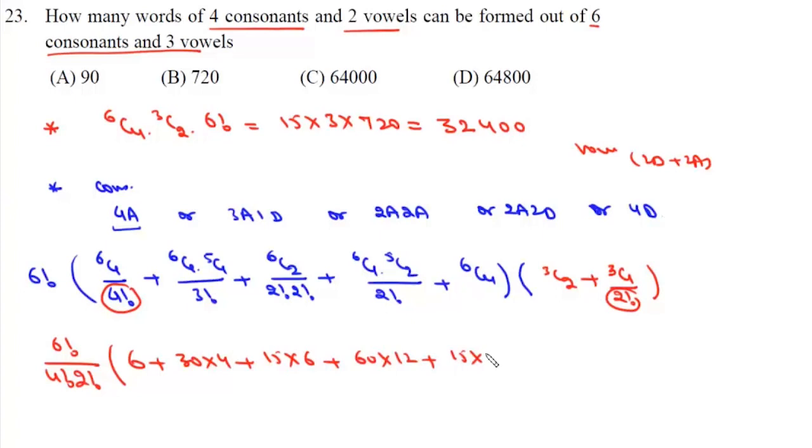50 into 24, and here it will be 3 into 2 plus 3. Now this is 15 into 1296 into 9, which is 174960. So basically the answer doesn't match with any of the given options.